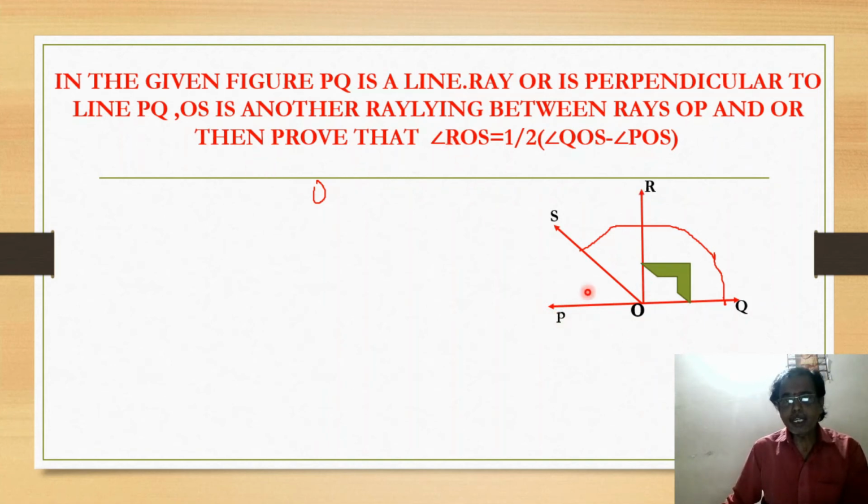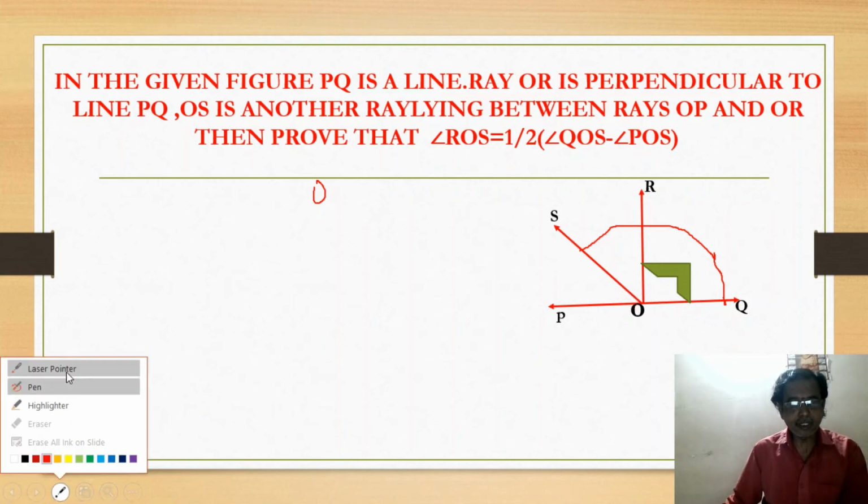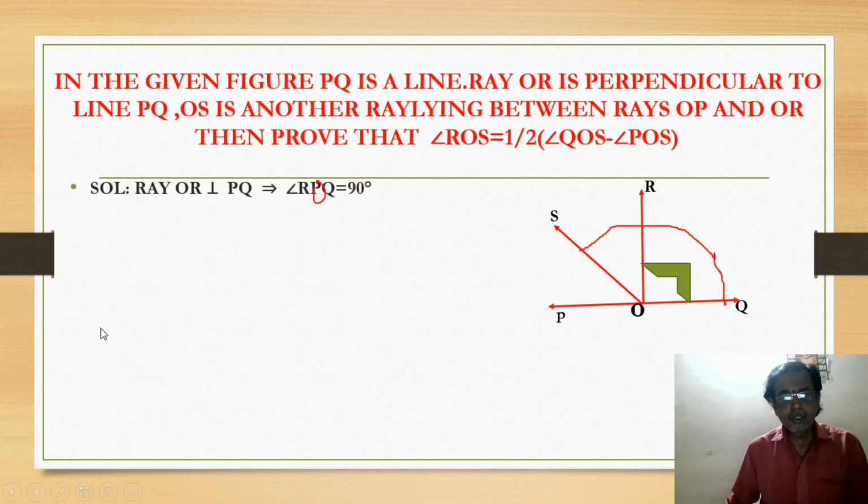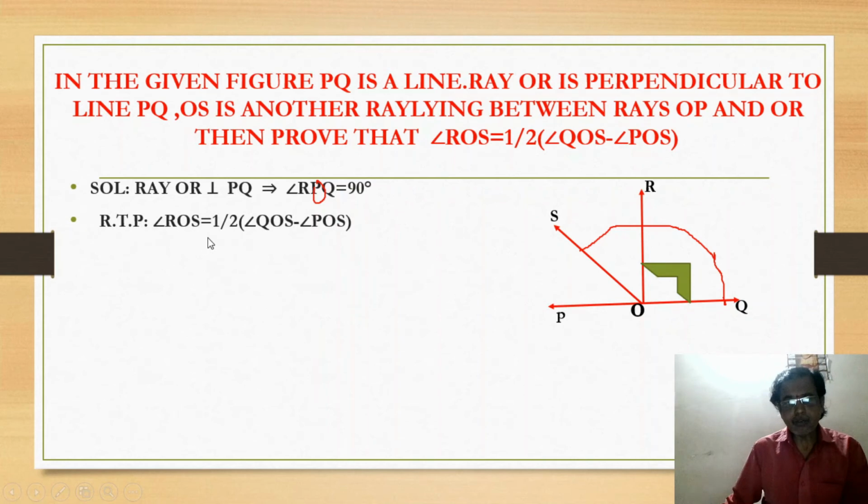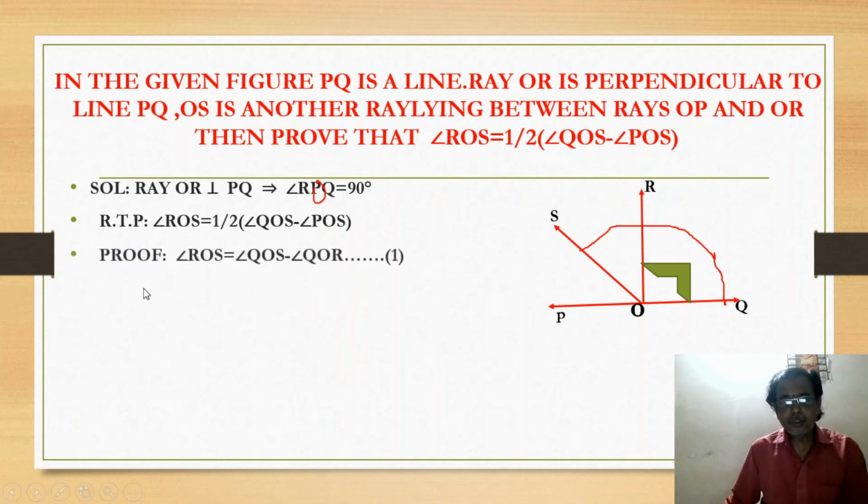Now we have to prove that angle ROS is equal to 1 by 2 times of angle QOS minus angle POS. Okay, let us see step by step how we can get this. Ray OR is perpendicular to PQ, so angle ROQ is 90 degrees. Then from the figure, angle ROS is equal to 1 by 2 times of angle QOS minus angle POS. This is the RTP, required to prove, children. Okay, now the proof.